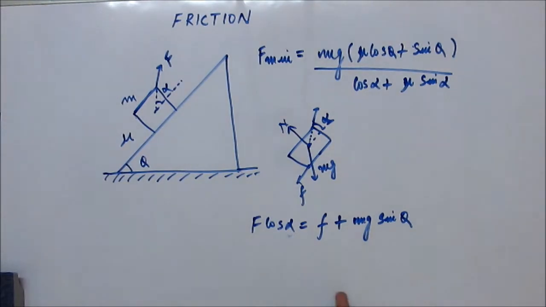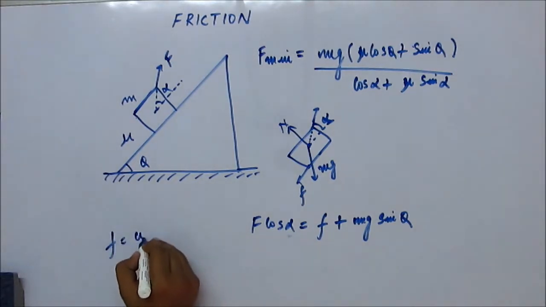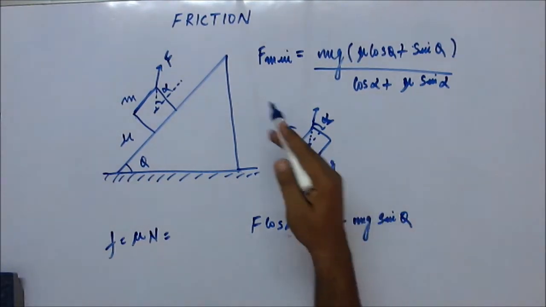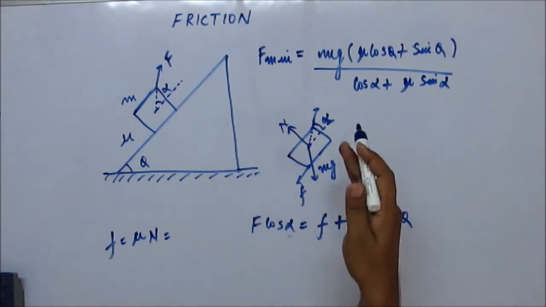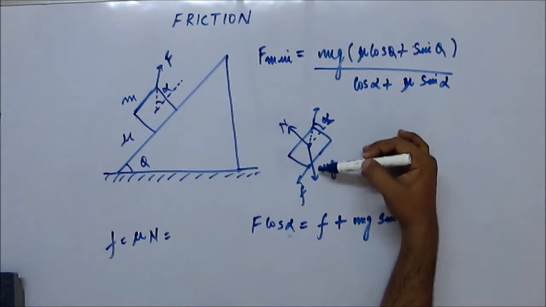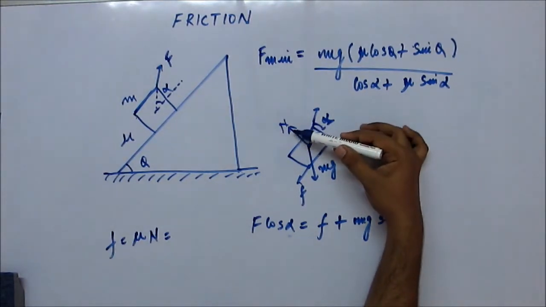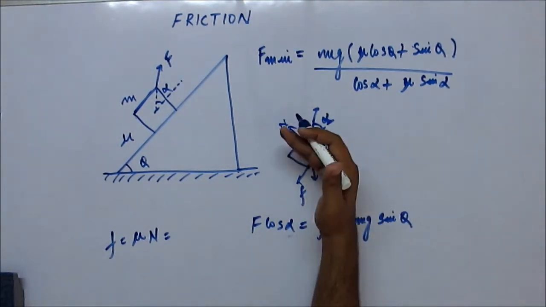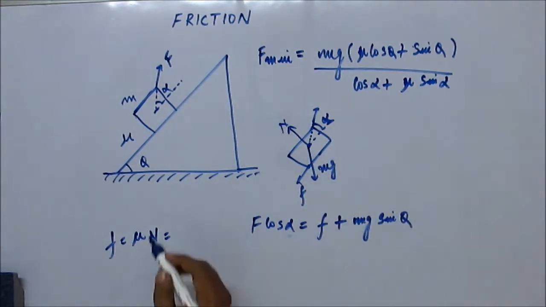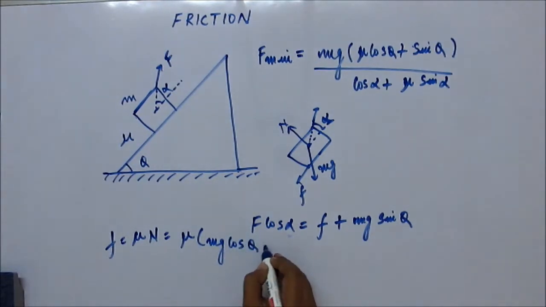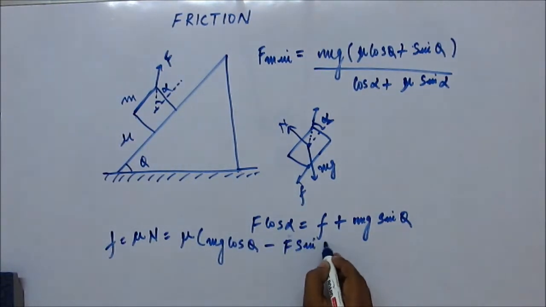Right? And now you have to get the expression of friction and put it here. Friction is mu times normal reaction. Normal reaction: in the direction perpendicular to the plane of the wedge, there will be three forces: F sin alpha, normal reaction, and mg cos theta. Normal reaction and F sin alpha are upward, mg cos theta is downward. So normal reaction plus F sin alpha should be equal to mg cos theta. So normal reaction from there you can get as mg cos theta minus F sin alpha.